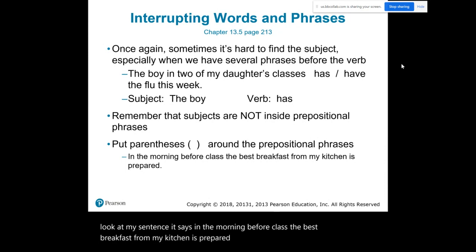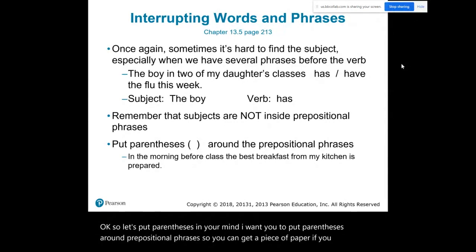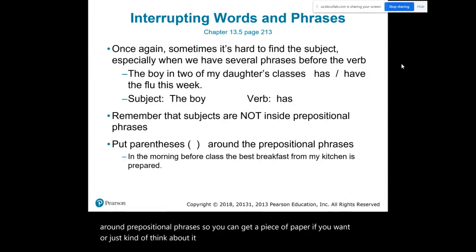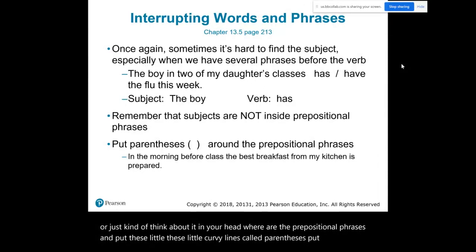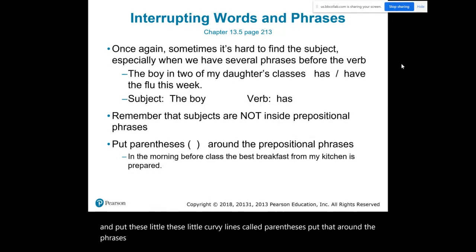Okay, so let's put parentheses in your mind. I want you to put parentheses around prepositional phrases. So you can get a piece of paper if you want, or just kind of think about it in your head. Where are the prepositional phrases? And put these little curvy lines called parentheses. Put that around the phrases. Okay, I'll give you a couple of seconds to think about it.